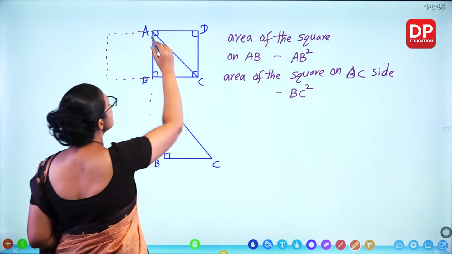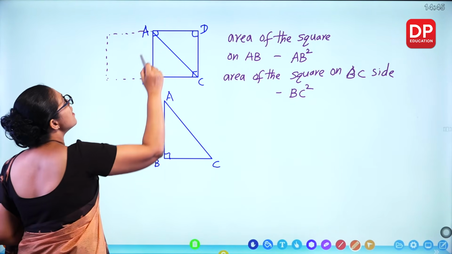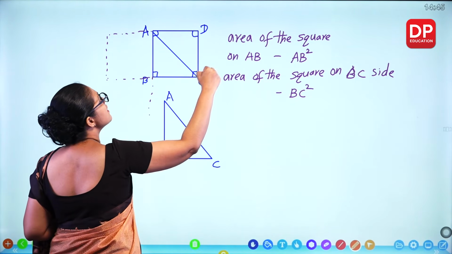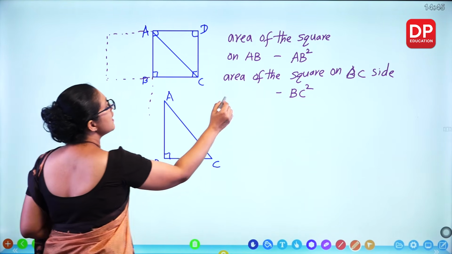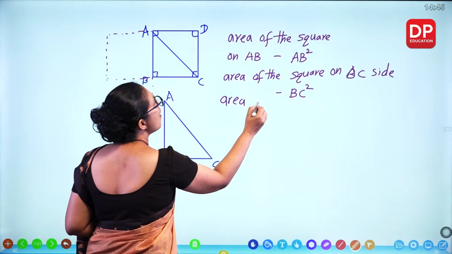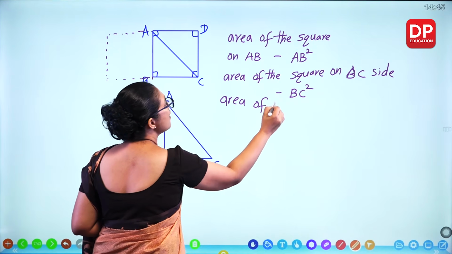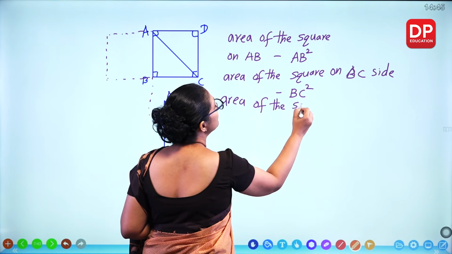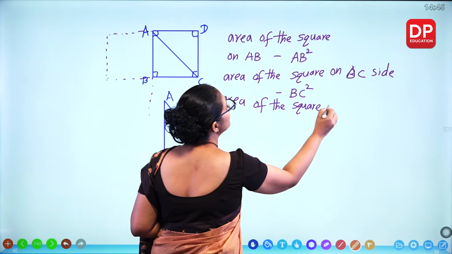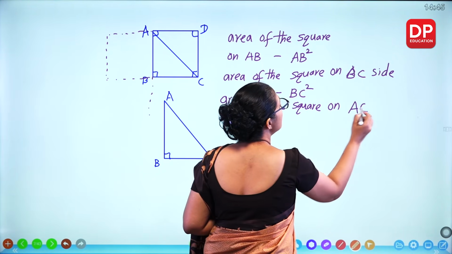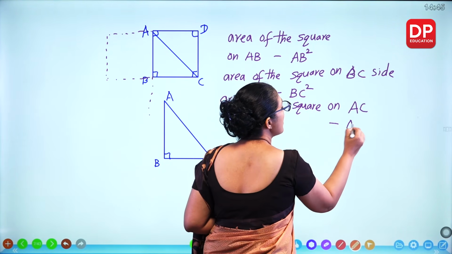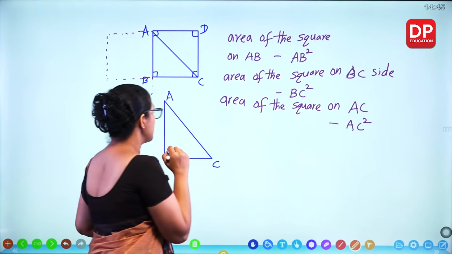Likewise, if I draw a square on AC side, what's this area? Area of the square on AC side? I get AC squared, AC into AC.